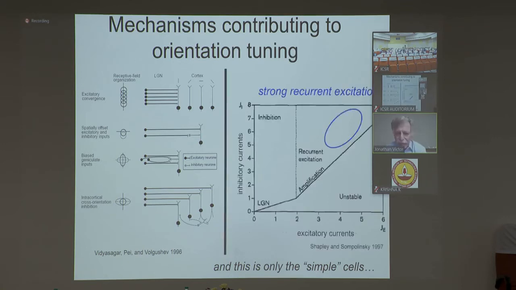So the idea that recurrent excitation is responsible for amplifying a low level of orientation tuning that's produced by the thalamic input has gained a lot of currency, and just kind of summarizing that idea with this overall state diagram from a review article from Shapley and Sompolinsky, actually even already more than 20 years ago. So bottom line here is that orientation tuning is a cardinal feature of cortical function, but the way that it gets there is likely due to a complex pattern of recurrent interactions within visual cortex.